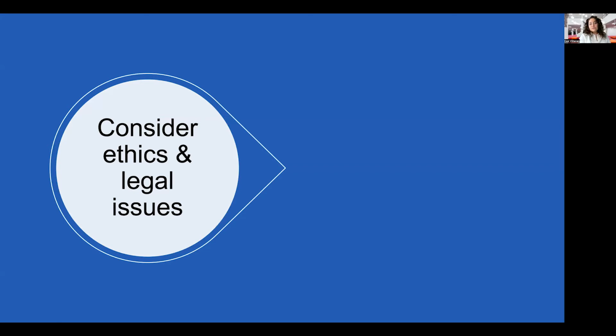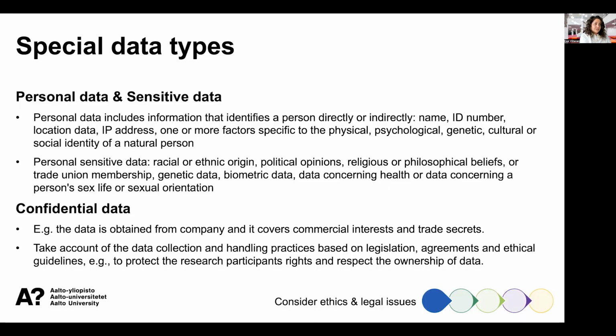And then moving on to considering the ethics and legal issues. So when you have an idea of that data that you'll be working on, it's time to consider the ethical and legal requirements of your data. So what kind of data are you collecting? Is it personal data? Might you be collecting that? Does it need to be anonymized? When will you anonymize it and how? And a good place to start is consider if you'll be working with special data types.